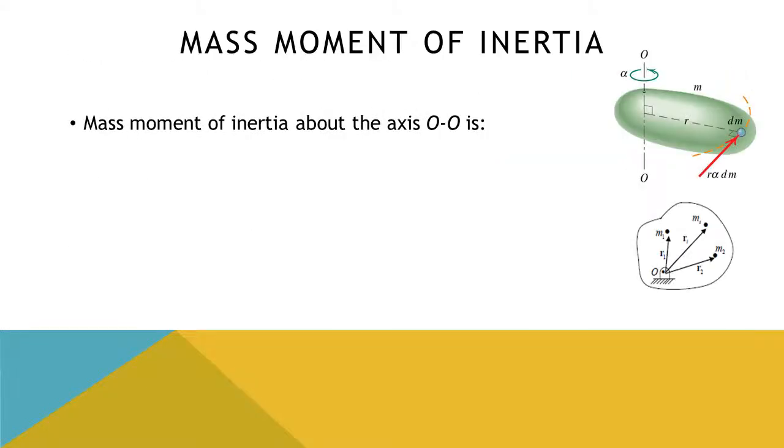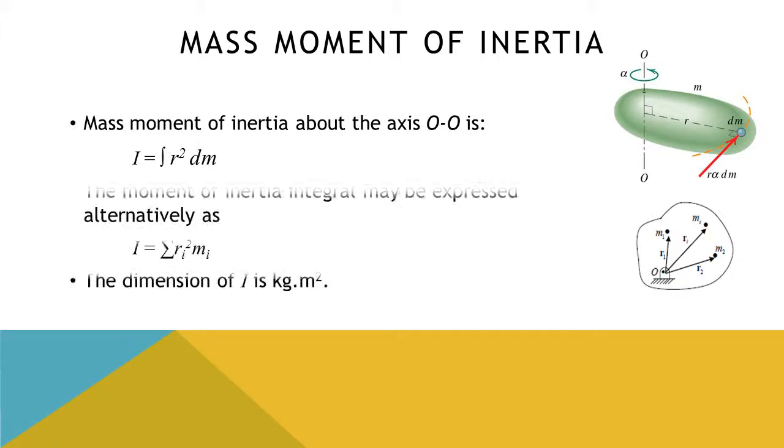Mass moment of inertia. Moment of inertia is a measure of how the mass of an object is distributed about its axis of rotation. Mass moment of inertia about the axis OO is I is equal to the integral of r squared dm.